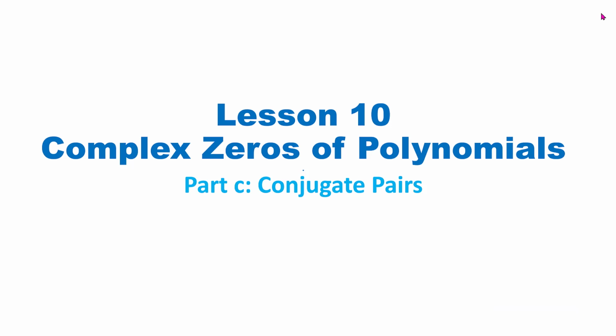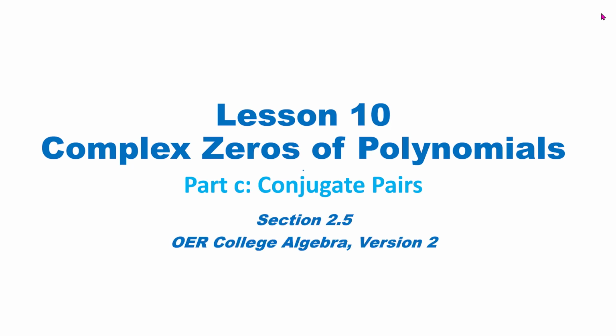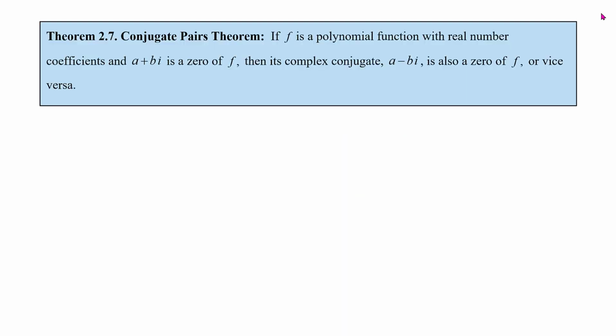In the third part of Precalculus Lesson 10, we look at conjugate pairs and the role that they play in complex zeros of polynomials where the polynomials have real number coefficients. This is from section 2.5 in the college algebra textbook. We start with the conjugate pairs theorem that tells us if f is a polynomial function with real number coefficients and a plus bi is a zero of f, then its complex conjugate a minus bi is also a zero of f, or vice versa.